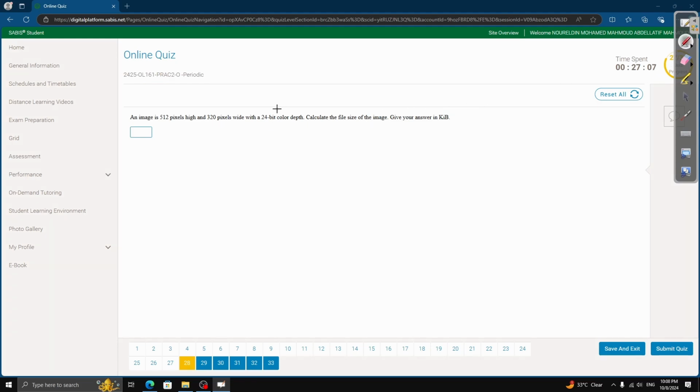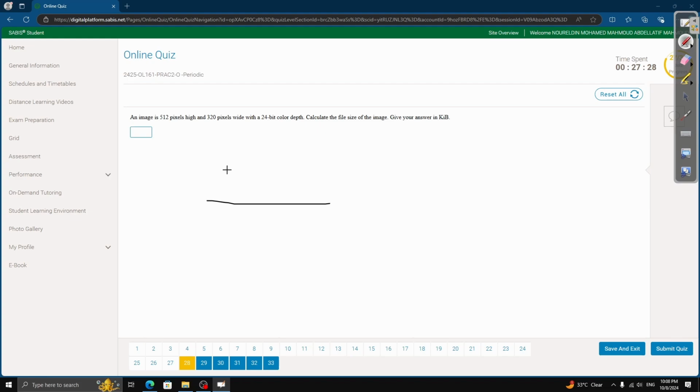Usually when you calculate the file size of something, you're going to get the answer in bits. To convert it from bits to bytes, you need to divide by 8 times 2 to the power of 10. You say this because from bits to bytes you need to divide by 8, and from bytes to kilobytes, you need to divide by 2 to the power of 10.